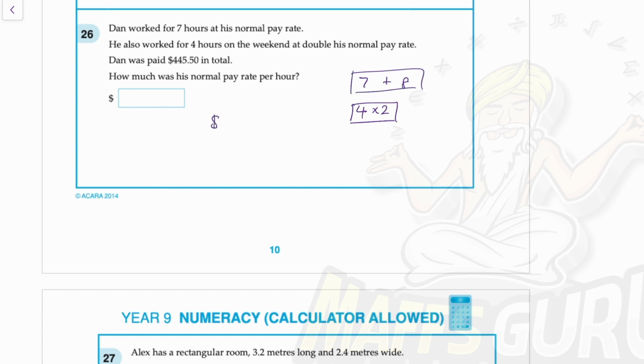If I now do $445.50 divided by 15, that should give me his hourly wage. So 445.50 divided by 15 gives me $29.70. So let's just check that one again. So 7 and 8 is 15. 445.5 divided by 15, we are done.